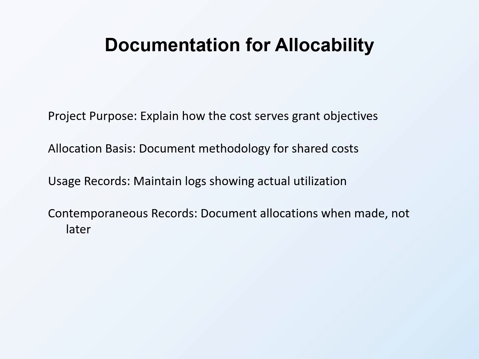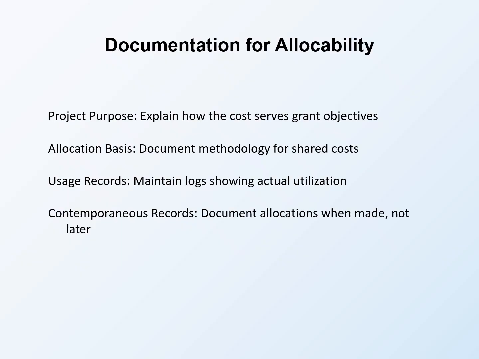Allocation basis documentation explains methodology for shared costs. When you allocate costs across multiple projects, document the basis for allocation. What measure did you use? Why is that measure appropriate? How did you calculate each project's share? This documentation should be developed when the allocation method is established, not reconstructed later.